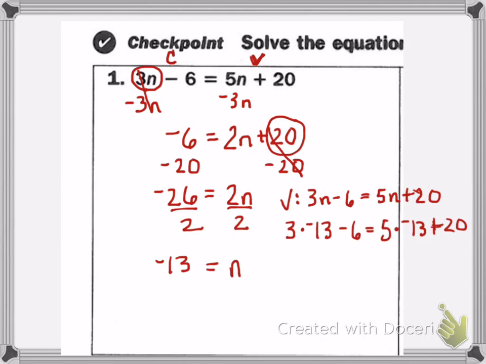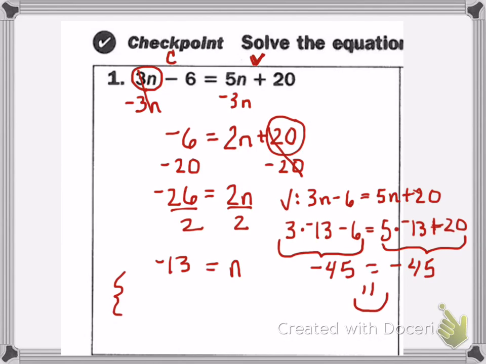And then I would plug those values into my calculator. I'm going to plug in the left-hand side and see what I get, and I'm going to plug in the right-hand side and see what I get. Now as I work that out, I get negative 45 on the left, and I plug in the right-hand side, I get negative 45 on the right. Since I got the same thing on both sides, it checks, and I know my solution is negative 13.